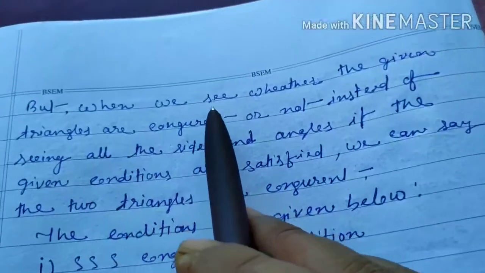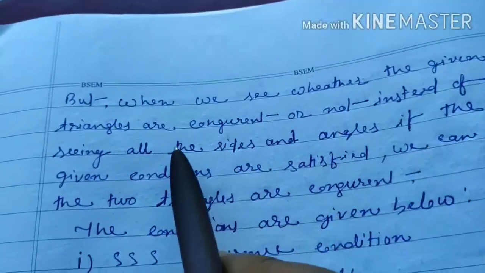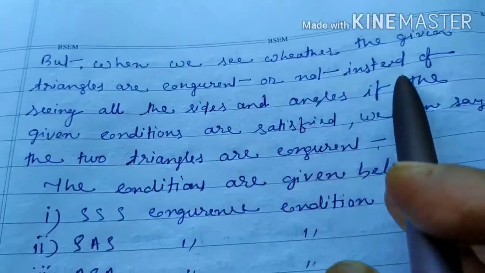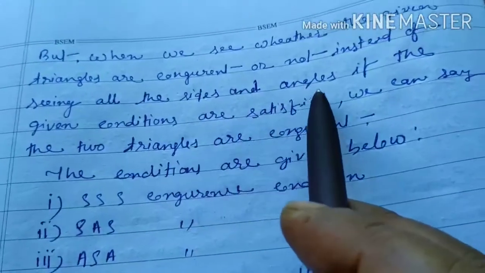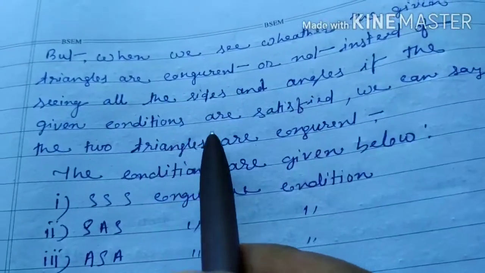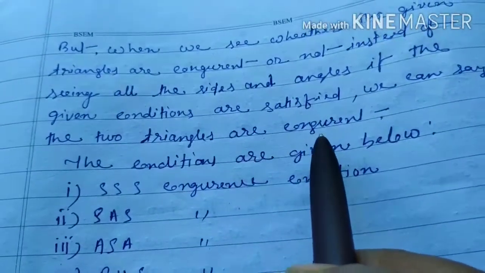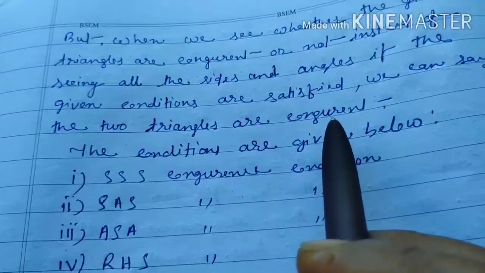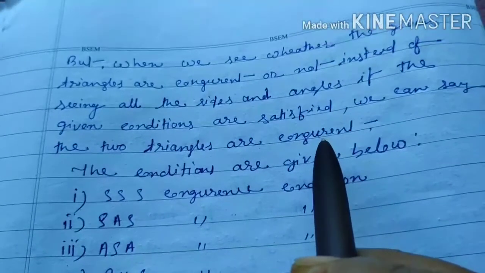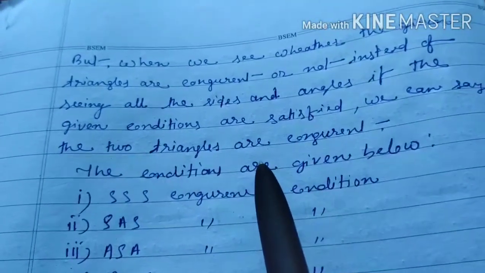But when we see whether the given triangles are congruent or not, instead of seeing all the sides and the angles, if the given conditions are satisfied, then we can say the two triangles are congruent. You can understand it. Can you understand it? How is it congruent?